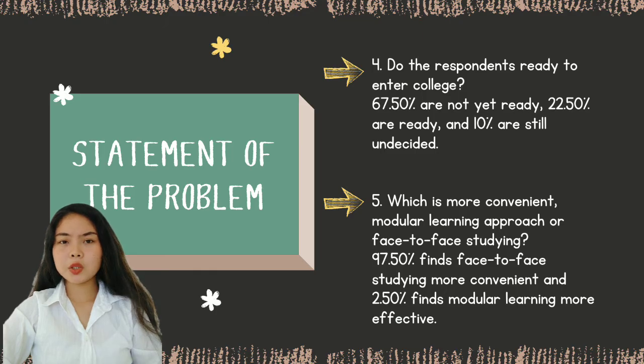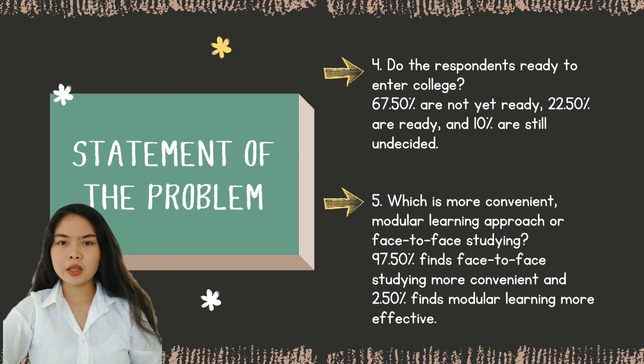Fourth question, are the respondents ready to enter college? 67.50% are not yet ready, 22.50% are ready, and 10% are still undecided. Number 5 question, which is more convenient, modular learning approach or face-to-face studying? 97.50% find face-to-face studying more convenient, and the other 2.50% find modular learning more effective.